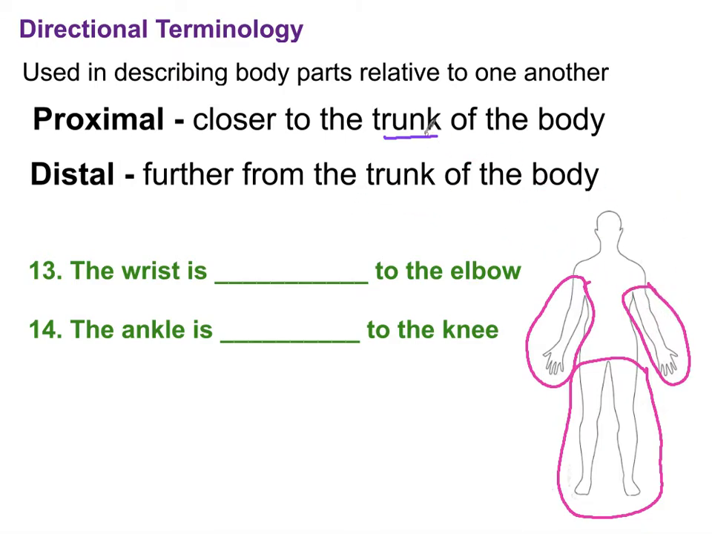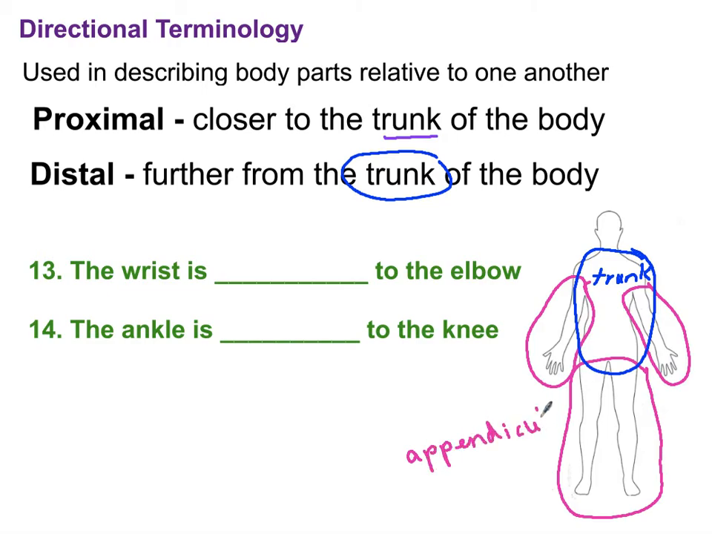So when we talk about the trunk of the body, we are talking just like the trunk of a tree is the base, the main support. All of your main organs that support you are here. So this right here is the trunk of the body, and then all of these other pieces, your arms and your legs, are part of your appendages, or your appendicular part of the body. So we use proximal and distal when we're referring to things on your arms and on your legs.